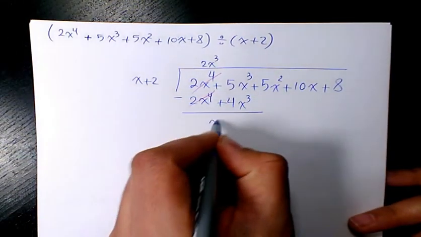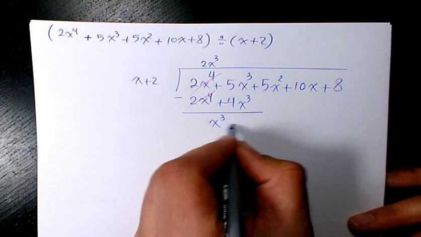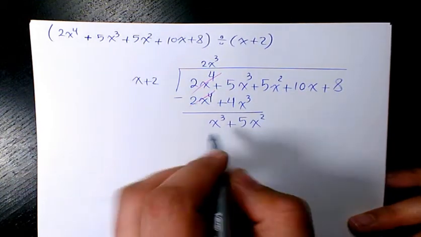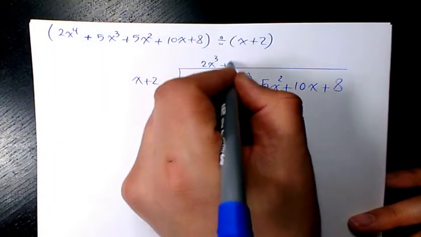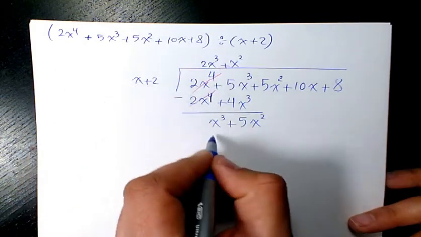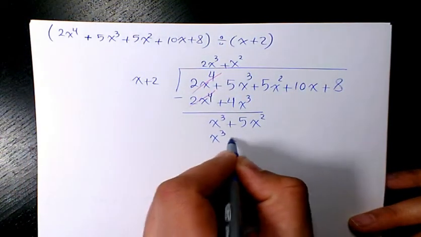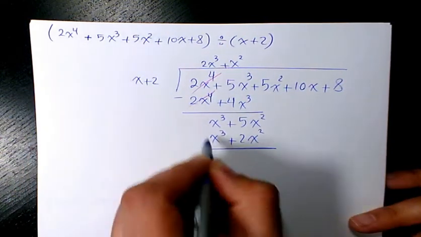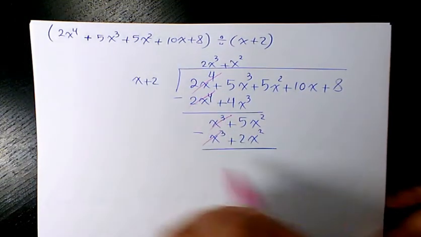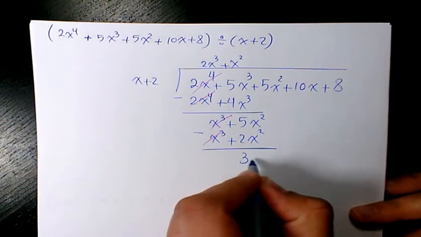And we have x cubed. Then you bring this one down, 5x squared. X cubed divided by x is going to be x squared. X squared times x is going to be x cubed plus 2x squared. When you subtract it, these two cancel out, and we will have 3x squared.